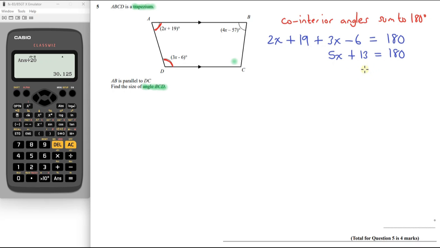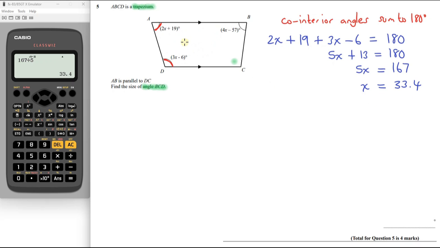And now if we subtract 13 from both sides, we get 5x is equal to 167. Therefore, x is equal to 167 divided by 5. Apologies, that's the train going past. And that gives us 33.4. So now we've found our value for x, we can substitute that into our expressions.